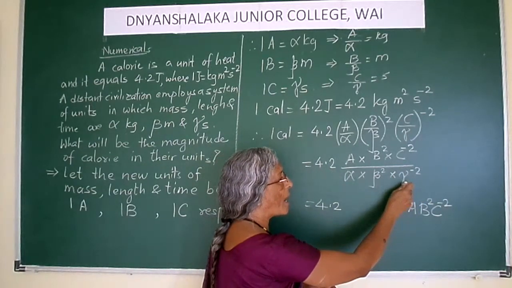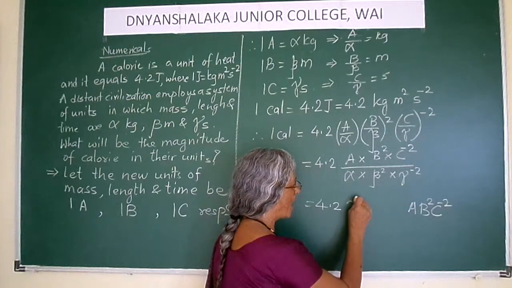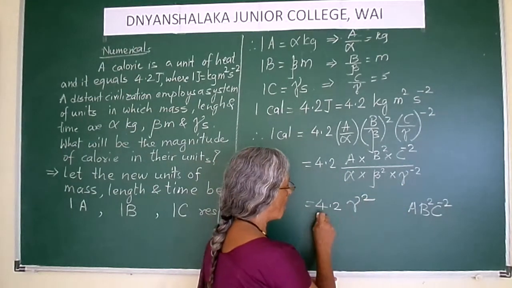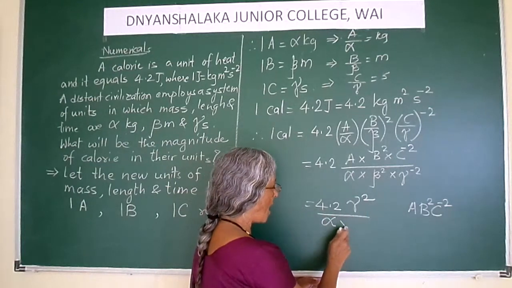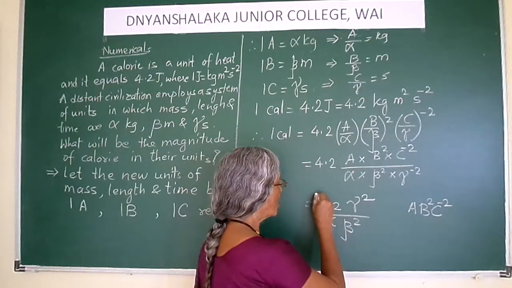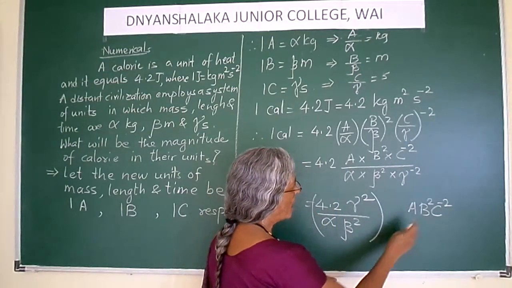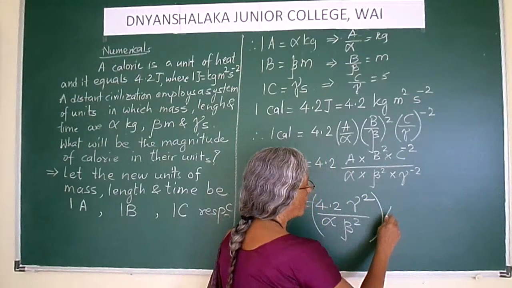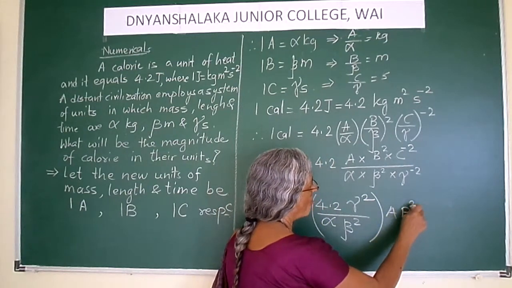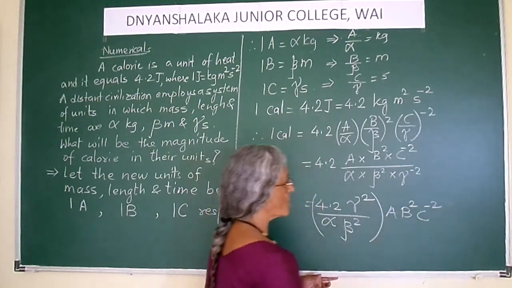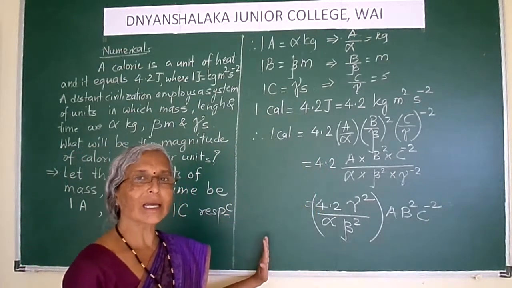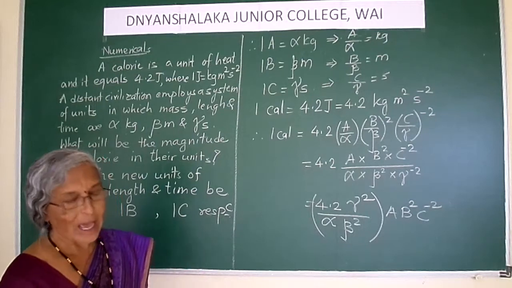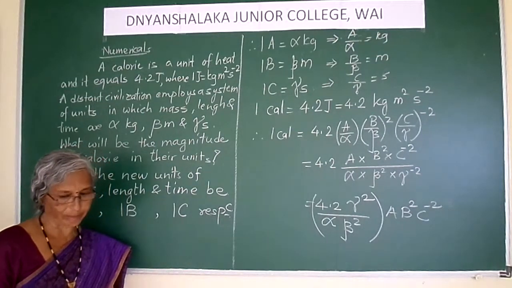Gamma raised to minus 2, if I take it up, it will become gamma square, and what remains in the denominator is alpha into beta square. So this will be the magnitude, and these are going to be the new units of calorie in the system of measurement of that new civilization. Getting it? Go through the numerical and then we'll go for the next unit.